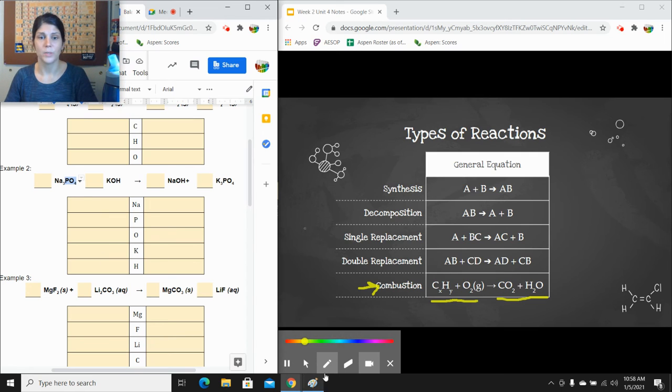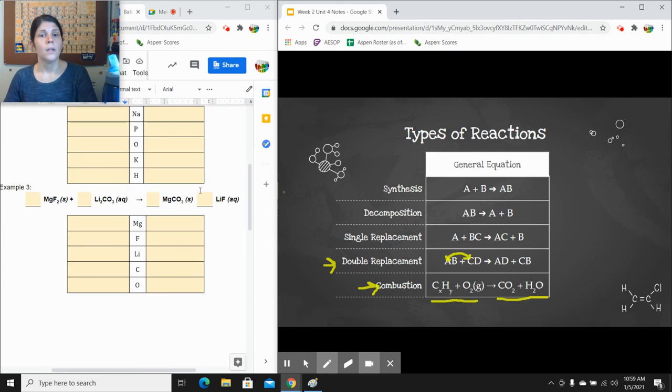What kind of reaction was that? That's a double replacement. We could call element Na A and PO4 B. Element K we call C, and OH we call D. Those 2 metals have just swapped places. So now C, which was K, is going to be next to what A was next to. So C is going to be next to PO4. K is going to be next to PO4. And that's exactly what we see right here.